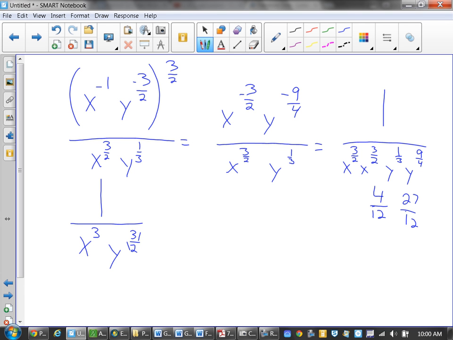No. Because you have a fractional exponent in the denominator, which you have to rationalize through. There's a couple of things you can do here.